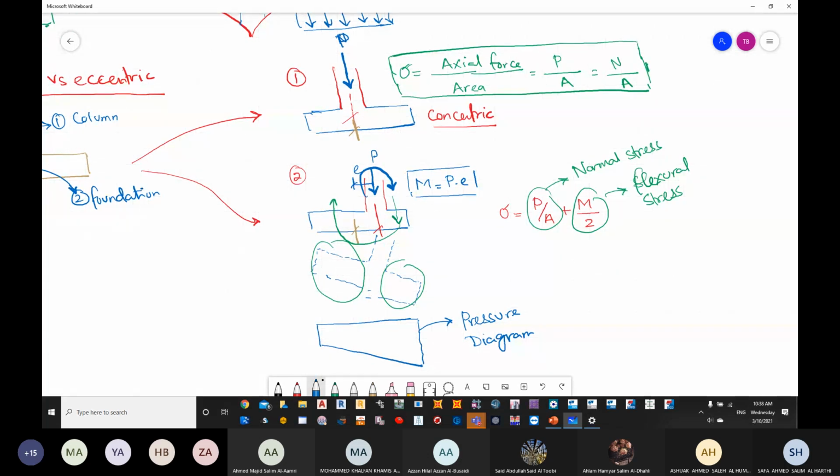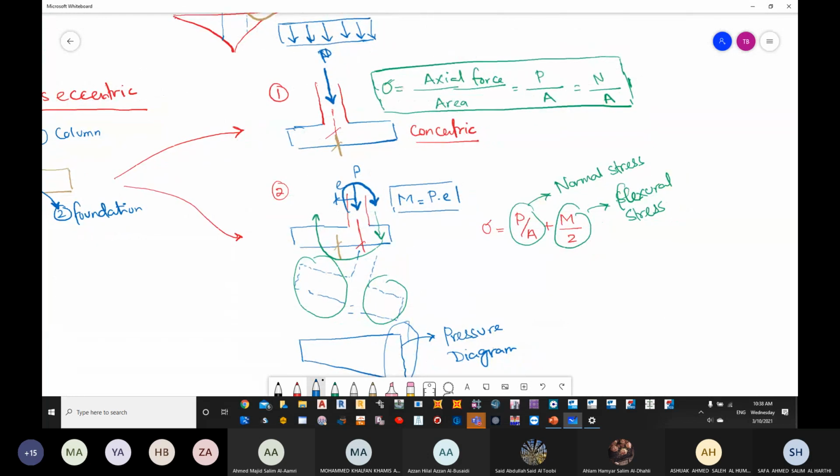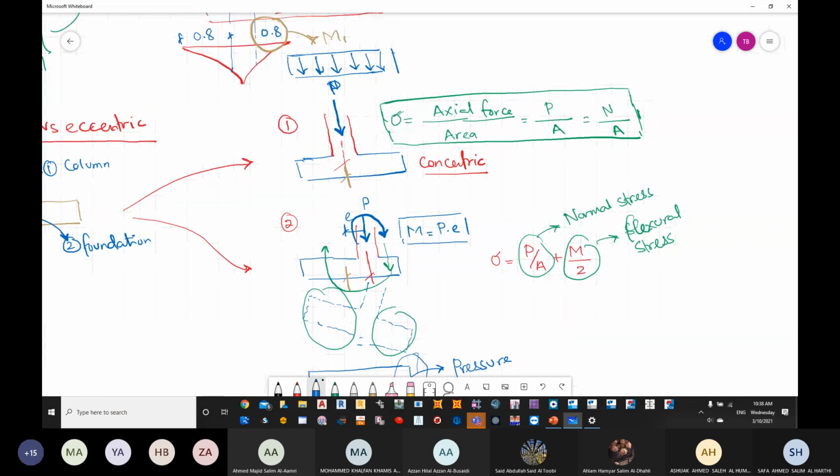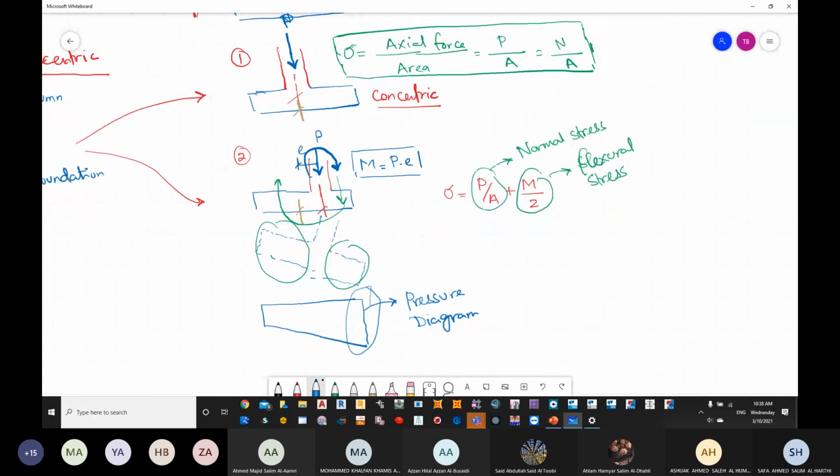While here, because of the moment, the pressure here is higher. Once again, for the concentric, we don't have a position which is higher, having a higher pressure than the other position. Now, because the load in the second scenario is not at the center, you will see that we have a pressure in certain locations more than other locations, which is represented by the pressure diagram.